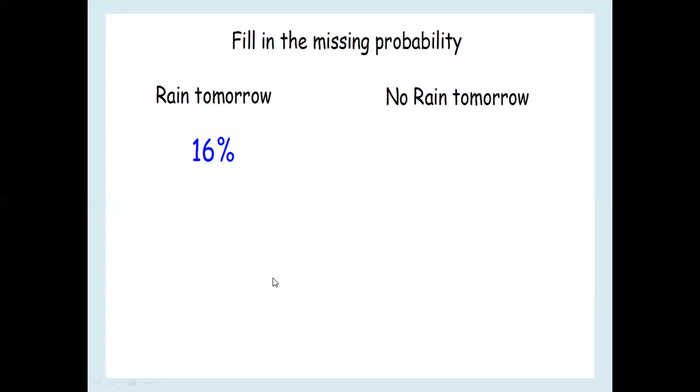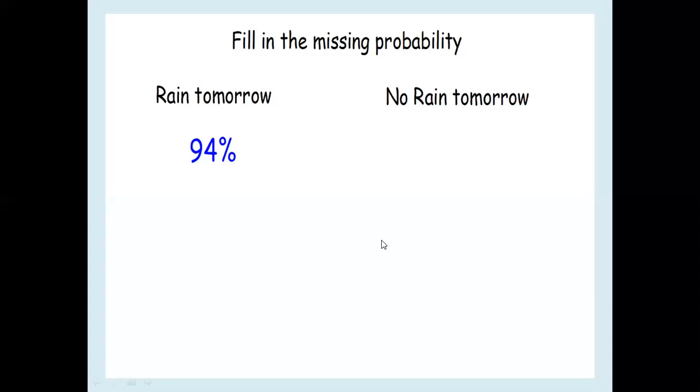It will be 16 over 100. 84%. Excellent. Teacher, I have a question. Yes. If the probability that it will rain tomorrow is little, the possibility of no rain tomorrow would be more. More, exactly. They are opposites, they complete each other. So if one of them is low chance, the other one should be high chance.